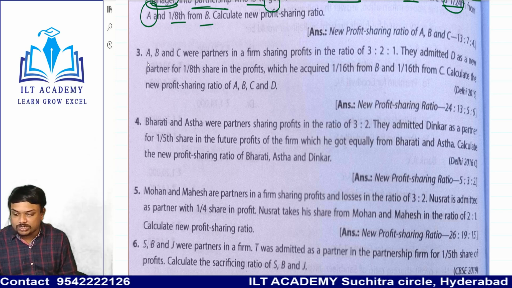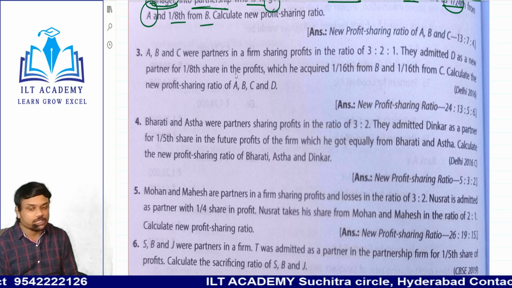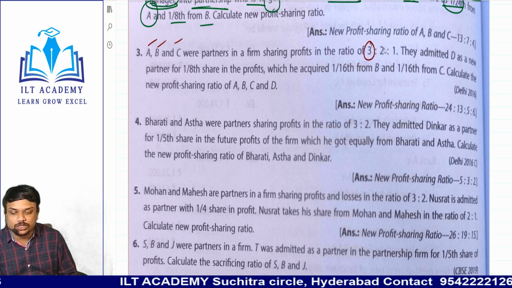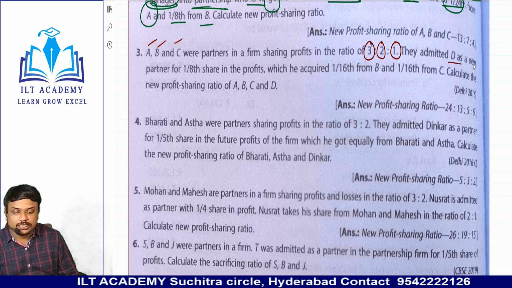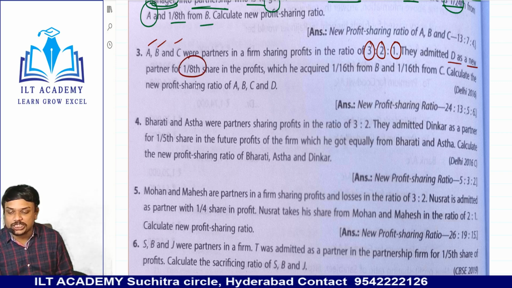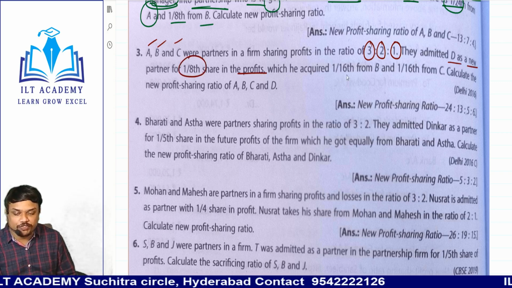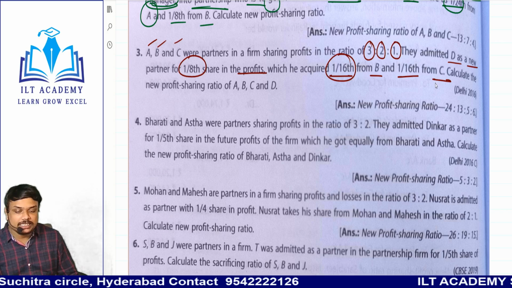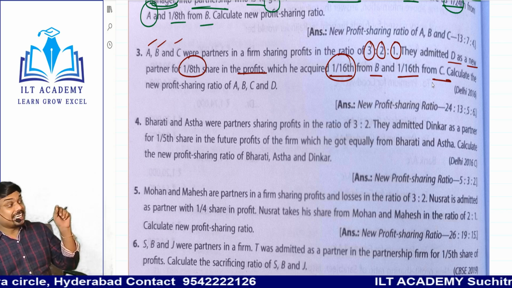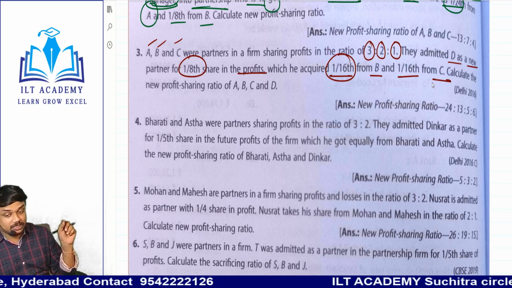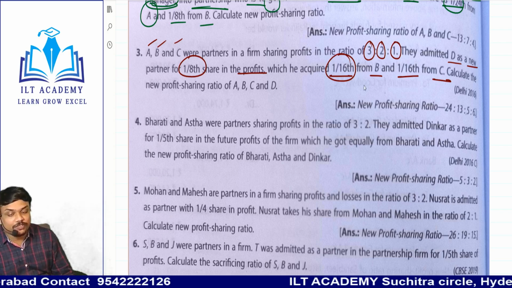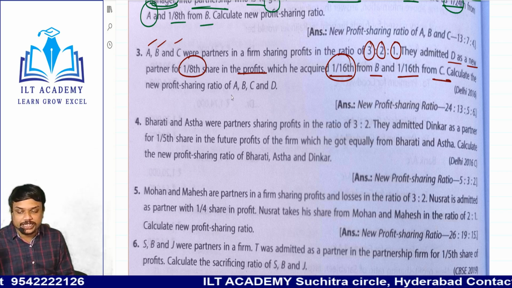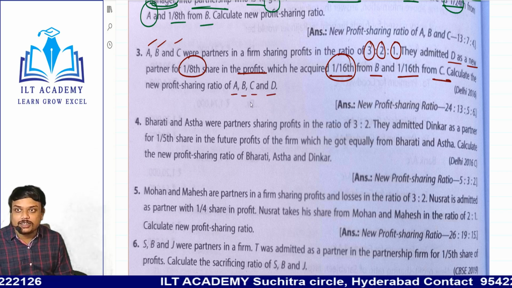Let us continue with the third question. Now if you see the third question, what is given? A, B, C were partners in a firm sharing the ratio 3:2:1. They admitted D as a new partner for 1/8 share of profit. He acquired 1/16 from B and 1/16 from C. Now see, it's clear, A did not give anything. Calculate the new profit sharing ratio of A, B, C and D.